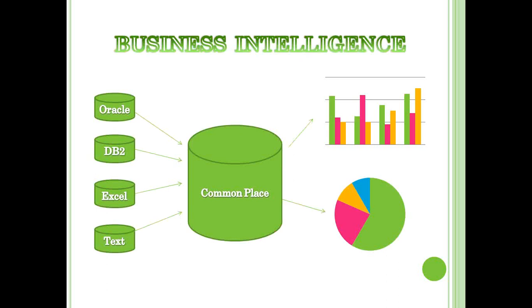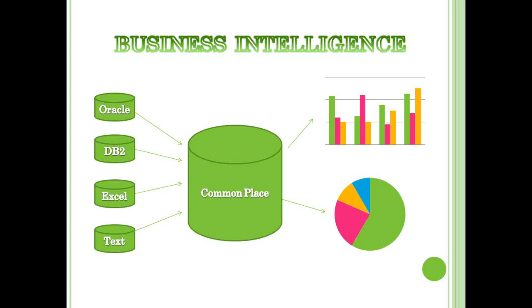This is the basic architecture. First, we need to load data from different types of data sources like Oracle, SQL Server, DB2, Excel, some text files, and we need to integrate into a common place. And on top of this common place, we need to prepare visualizations like adding bar chart, pie chart kind of things. Here, common place may be some data warehouse.